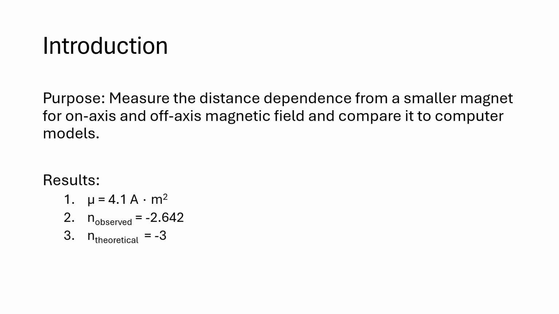The purpose of this lab was to measure the distance dependence from a smaller magnet for the on-axis and off-axis magnetic fields on an observation location and compare it to computer models. I've also included my results from the lab, where my mu value was 4.1 amps per meter squared, and my N observed value was negative 2.642, which is fairly close to the theoretical value of negative 3.